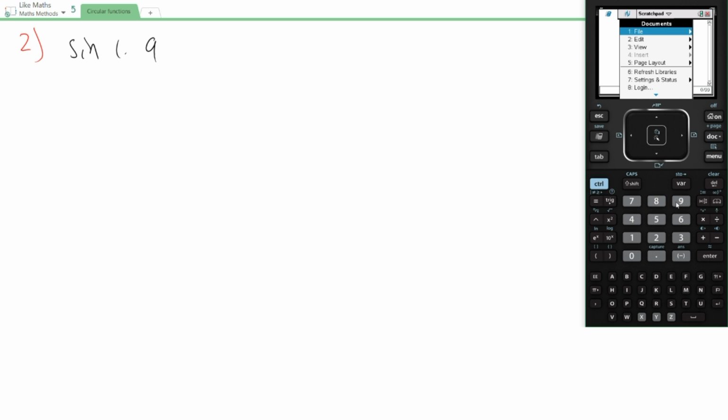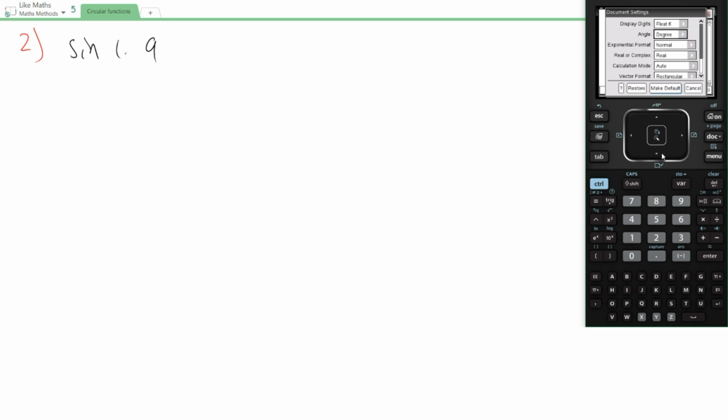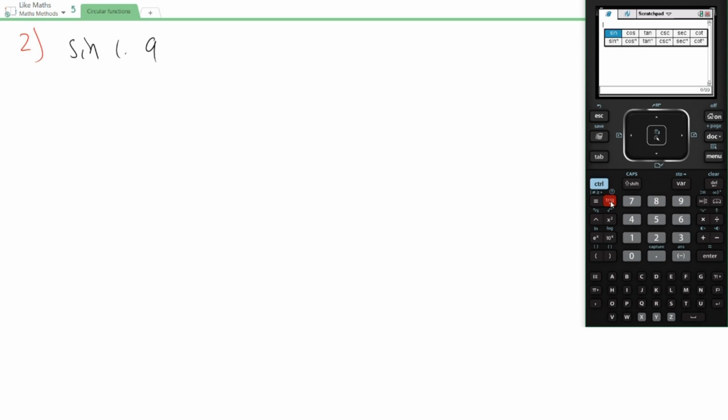Go to doc, scroll down, there we go. Right, down to settings and status, go right, down to documents and settings, select that. At the moment the default unit of angle is degrees, so we'll change that to radians because all the numbers in this question are relating to radians. So now if we take this question, trig, sine already selected, and type in 1.9, enter, there's the first answer.